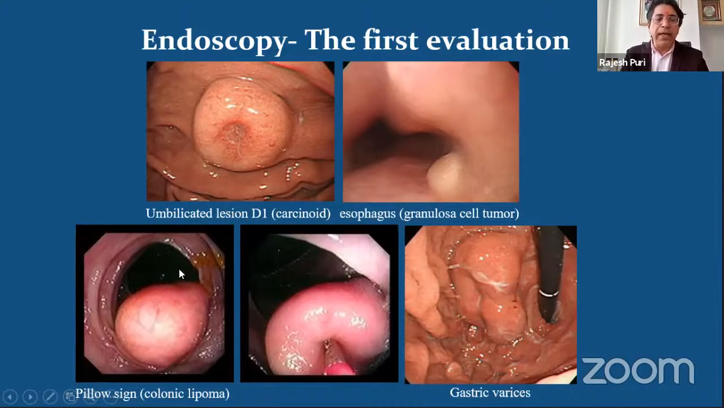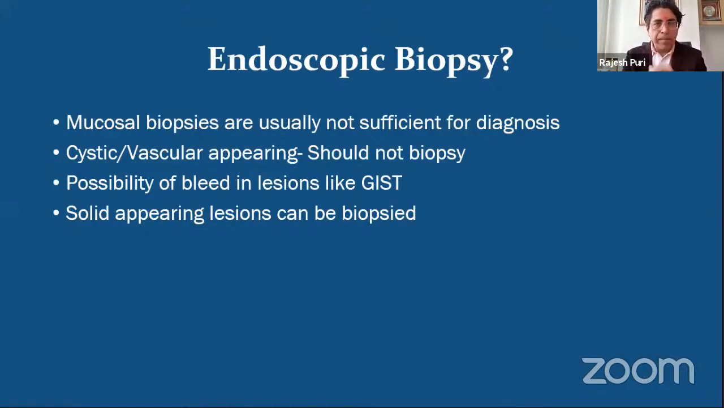And if you get a yellowish soft lesion in the colon, which has a pillow sign on pinching with the biopsy forceps, the possibility of lipoma is there. But yes, it can give an idea, but these are not accurate for diagnosis of the lesion. The question comes, should we biopsy all subepithelial lesions?